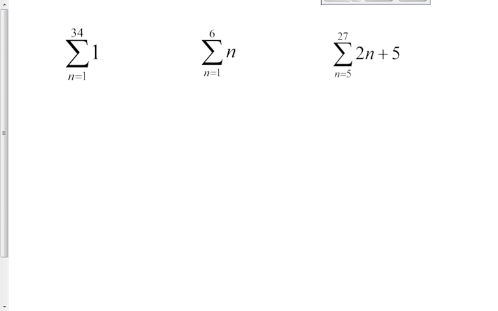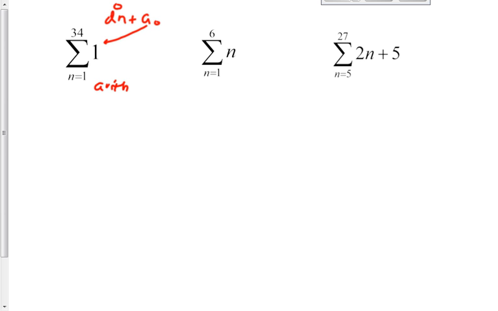Now, on this last slide, we have some interesting types of sums. On this first one, they're asking us to add the sum of the first 34 terms according to the rule 1. Now this is actually arithmetic. It might not look it, but this is arithmetic. dn plus a sub 0. 1 represents your a sub 0 term. Your d value is 0. There is no common difference, so it represents 0.